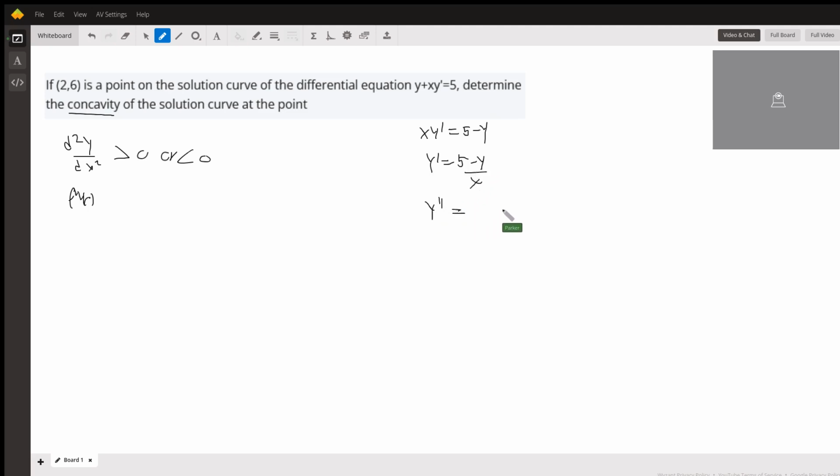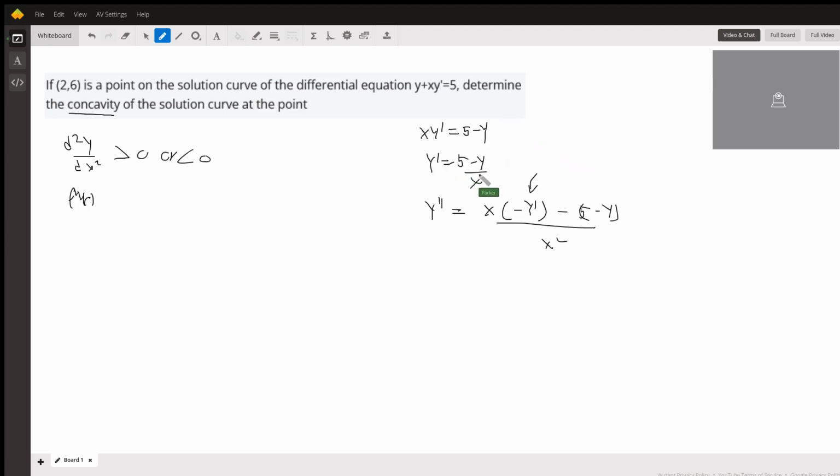Y double prime is equal to low d high minus high d low all over low squared. I don't think this much is that much of an issue. This is just taking another level of derivative to get the second derivative. The big question is, what do we do with y prime? That's the trick here. That's what I'm going to show you.